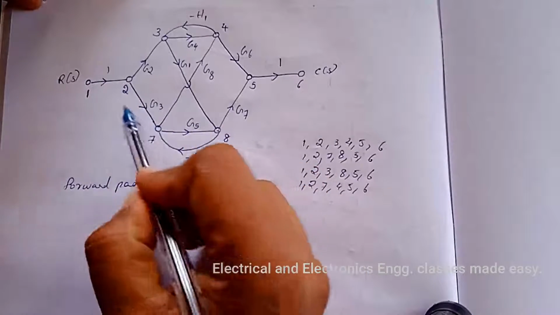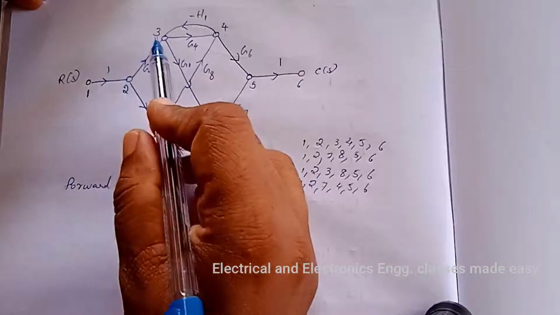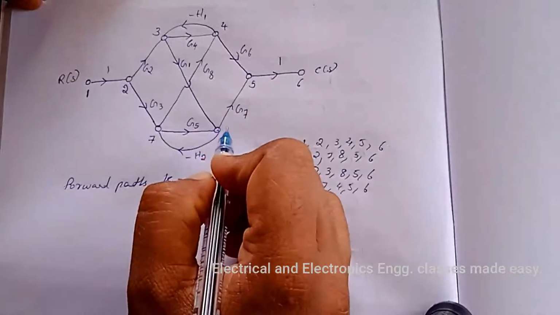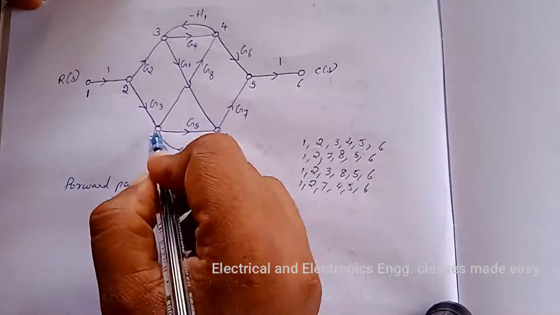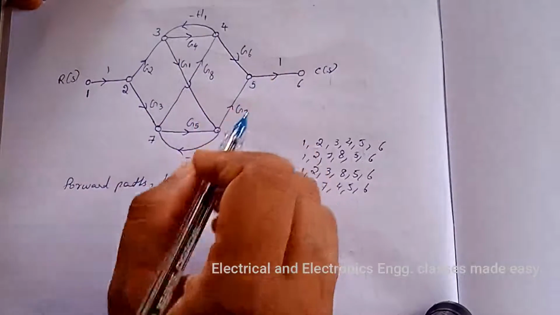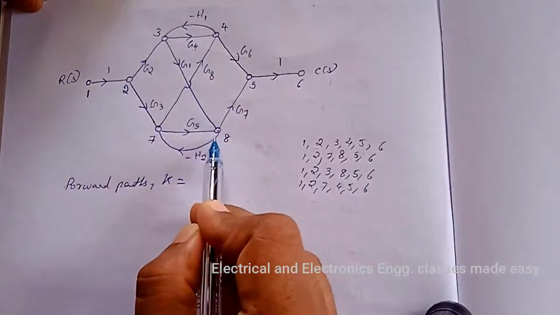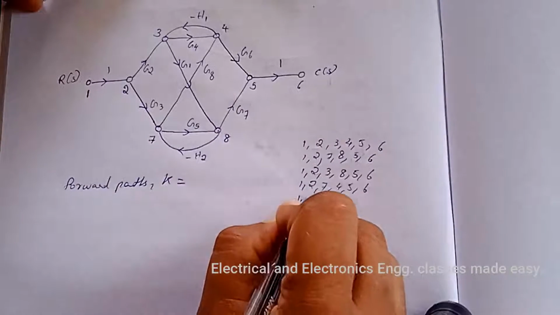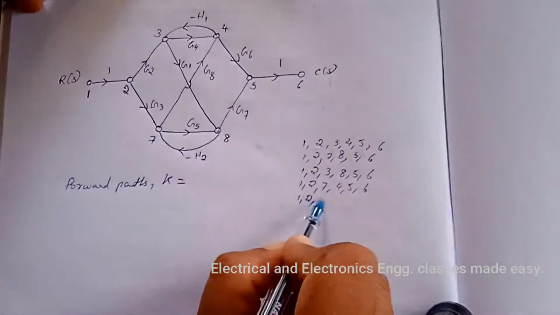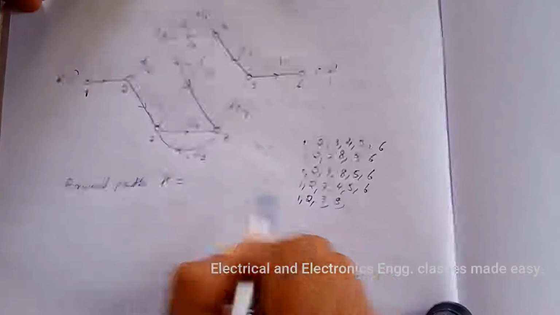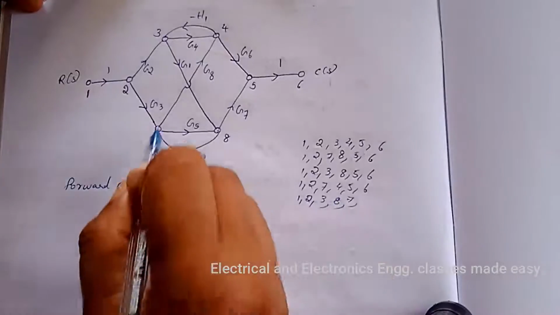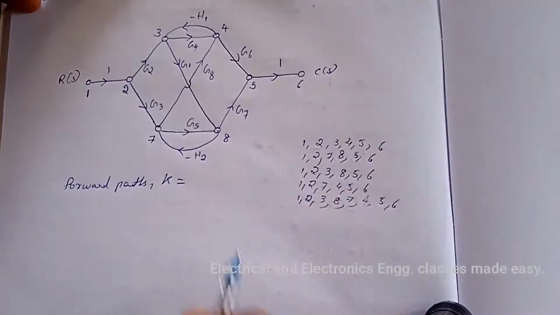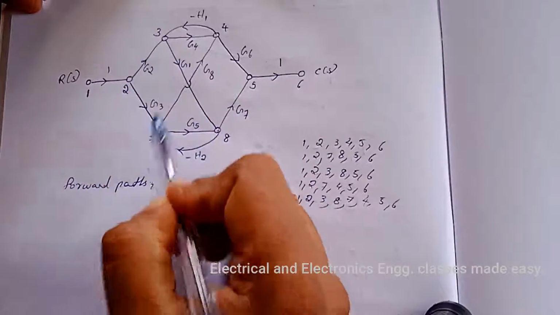And next is 1, 2, 3, then 8, 7, 4, 5, 6. So here there is another forward path like this. That is nodes are 1, 2, 3, then 8, 7, 4, then 5, 6. So this is in this way.